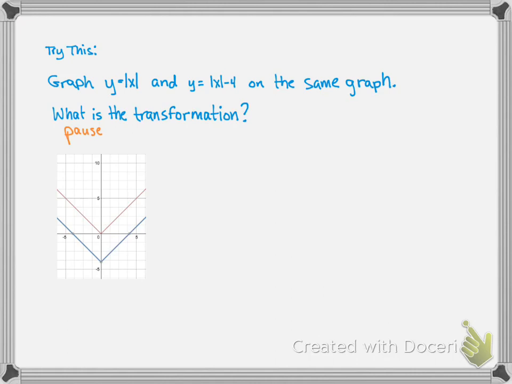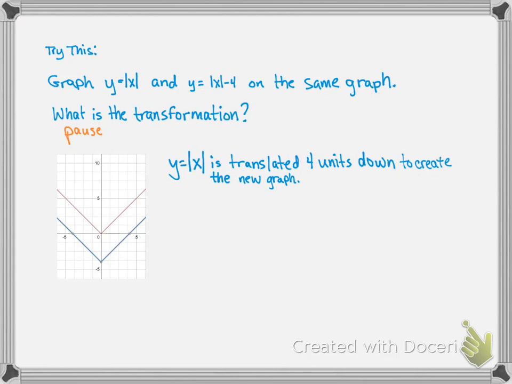Okay, so our graphs look like this. The parent function is in red. The transformation of y equals the absolute value of x minus 4 is in blue. And the transformation is that the graph is translated 4 units down to create the new graph.